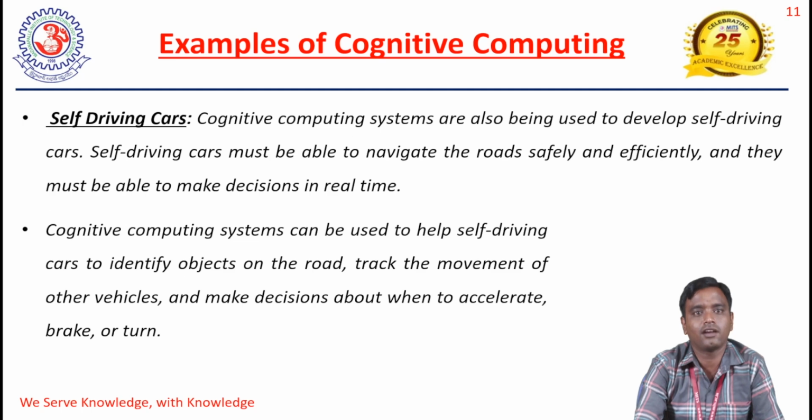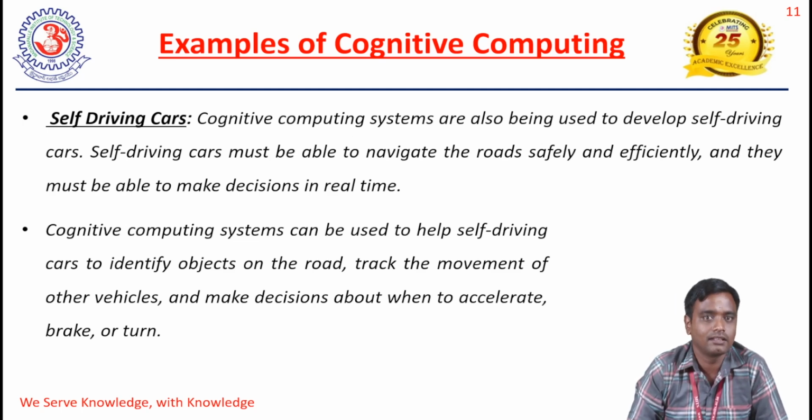And next we are going to see a very interesting example, self-driving cars. So cognitive computing systems are also being used to develop self-driving cars. Self-driving cars must be able to navigate the road safely and efficiently, and they must be able to make decisions in real time. So you may imagine the example we saw previously, that is playing the game of chess.